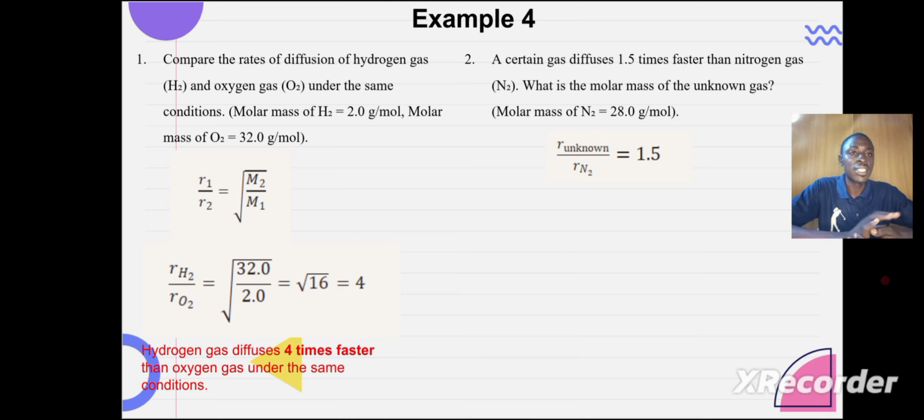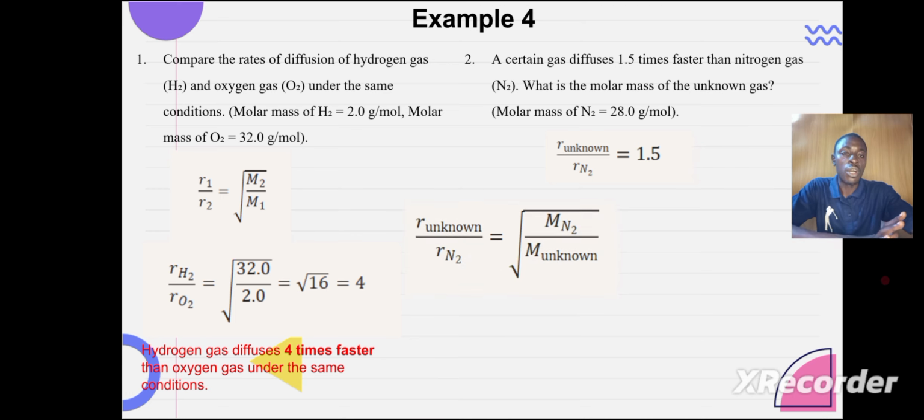Say a certain gas diffuses 1.5 times faster than nitrogen gas. It means the rate of diffusion of the unknown gas divided by the rate of diffusion of nitrogen gas is equal to 1.5. That's what the statement basically means. So if we use Graham's law of diffusion, the rate of the unknown gas over the rate of nitrogen gas is equal to the square root of the molar mass of nitrogen over the molar mass of the unknown gas.